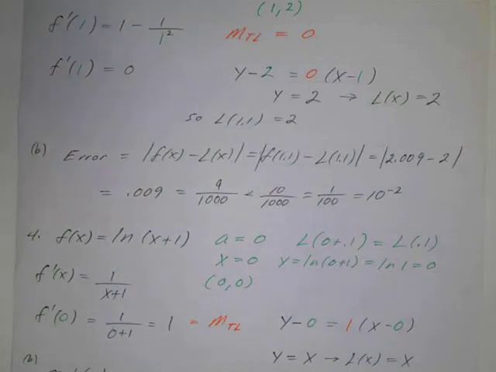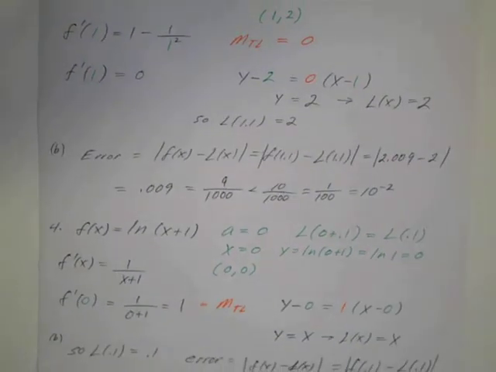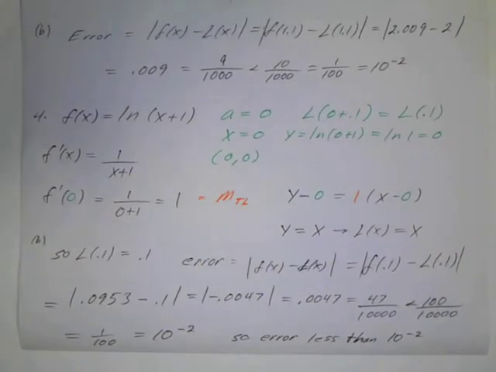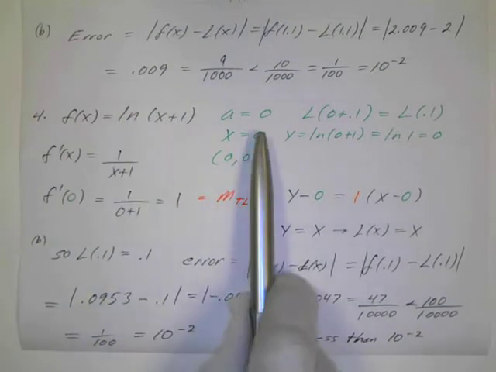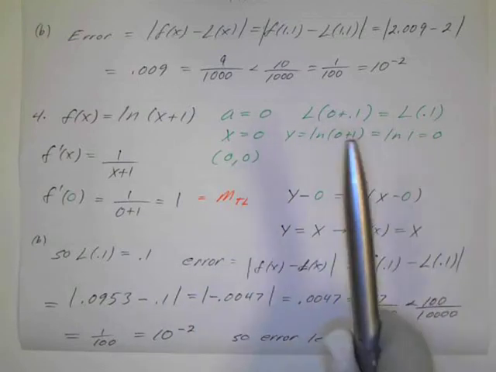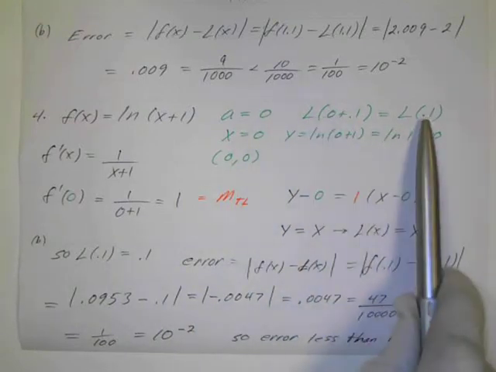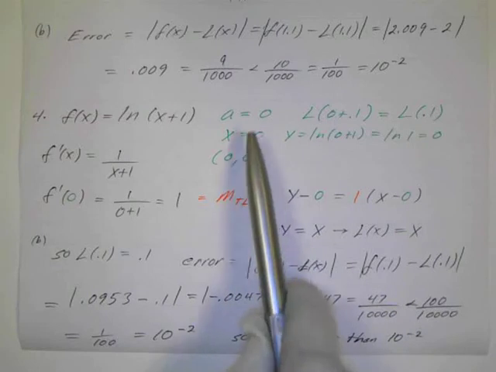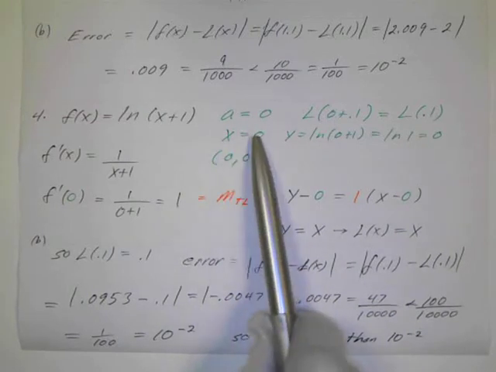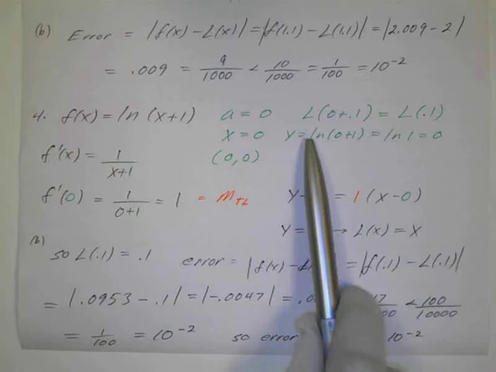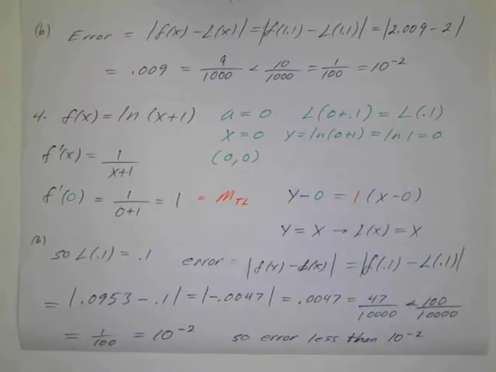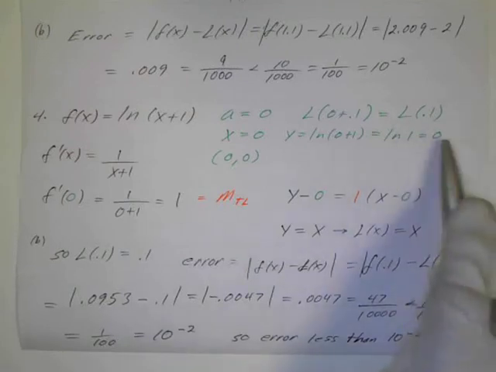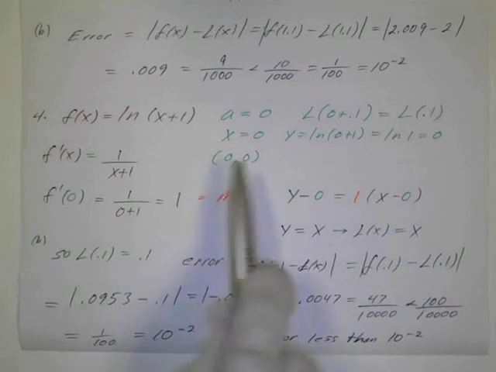Okay, and then number 4, let's take a look at that. This was my function, the natural log of x plus 1. Now my a was 0, so I want to find my linearization at a plus 0.1, which is 0.1. So x takes on the role of a, so x equals 0. What would y be? Well, if I put 0 into this function, the natural log of 0 plus 1 is the natural log of 1. E raised to what power is 1? 0. So my point was 0, 0.